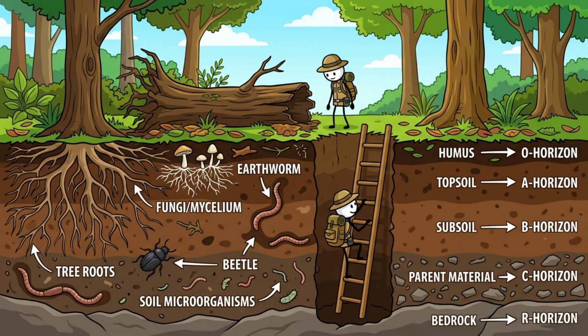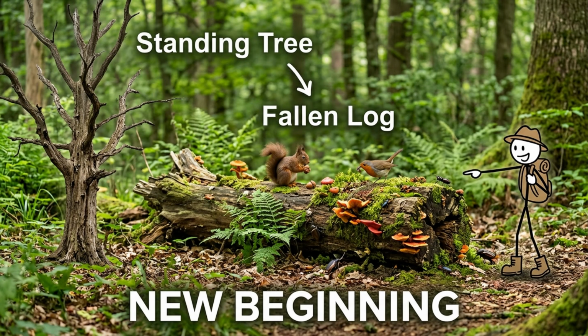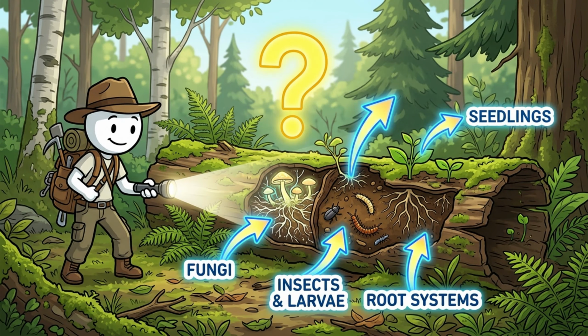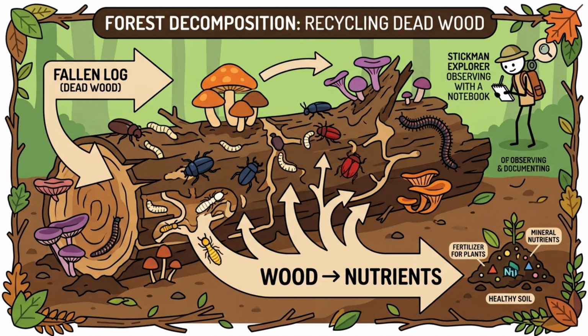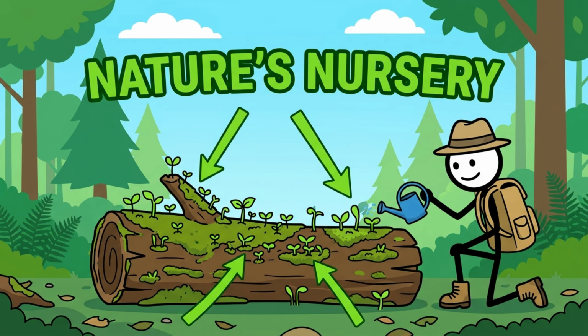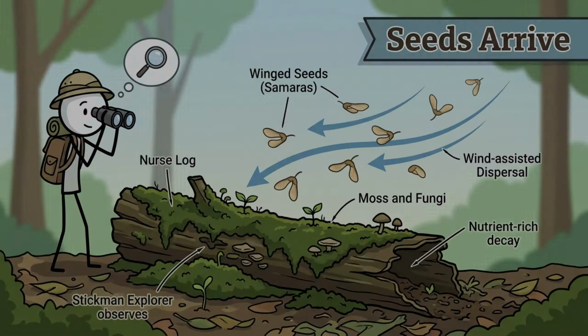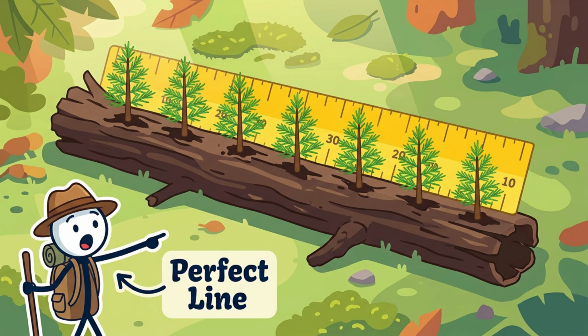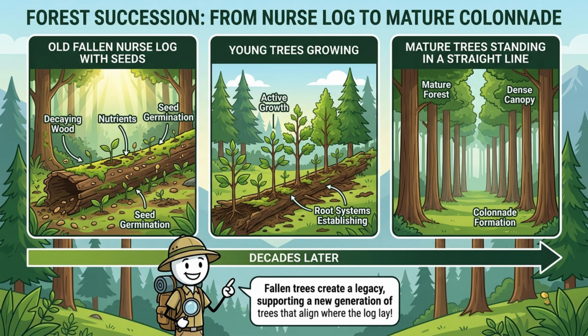Now let's go under the surface, literally. When a tree finally falls, it doesn't disappear. It becomes what ecologists call a nurse log, and this is where things get strange. Fungi and insects start breaking the wood down, turning solid trunk into soft, spongy material packed with nutrients. That fallen log becomes the perfect nursery for new trees. Seeds land on it, take root, and grow, sometimes in a perfectly straight line because they all sprouted along the same fallen trunk decades earlier.